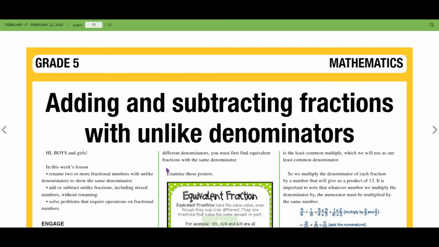So in this episode, we were looking at adding and subtracting fractions with unlike denominators. And what's important? We must make them equivalent before we add or subtract.